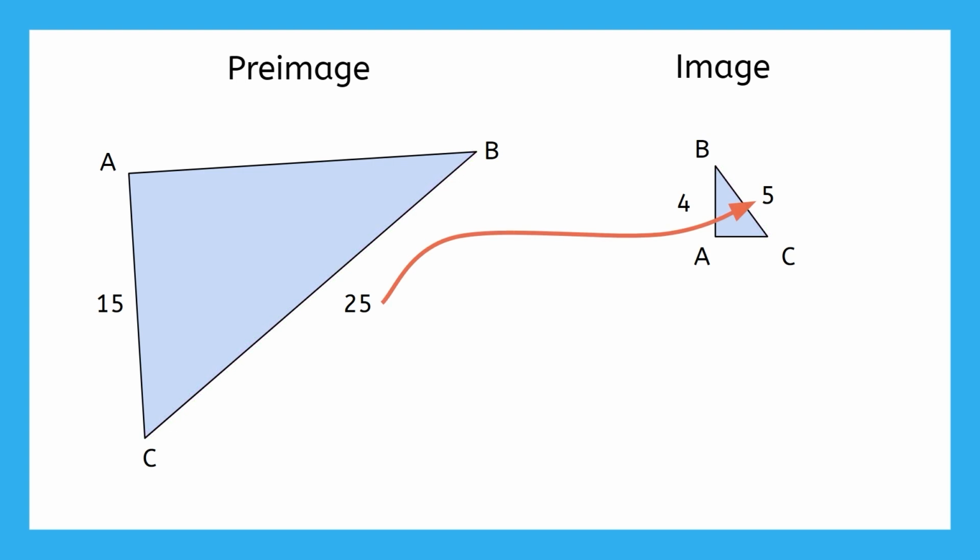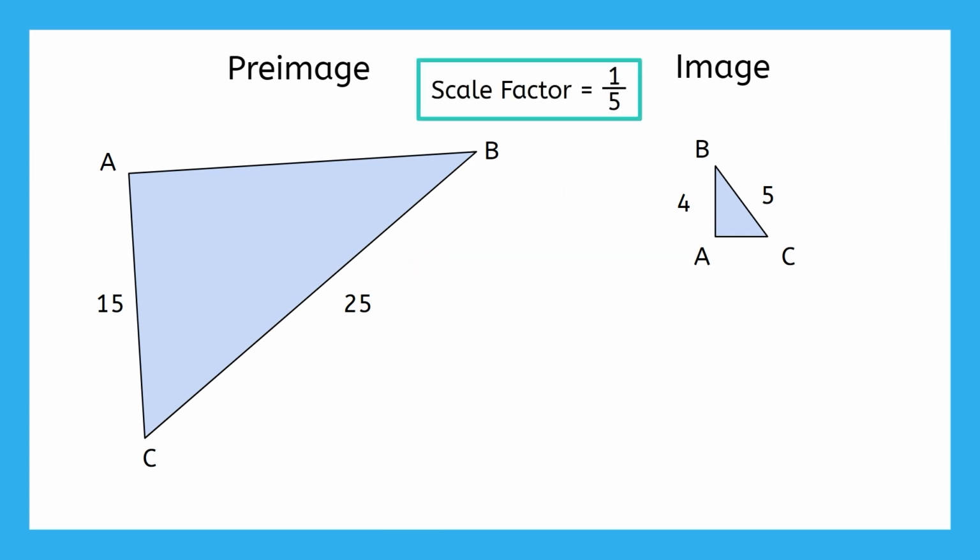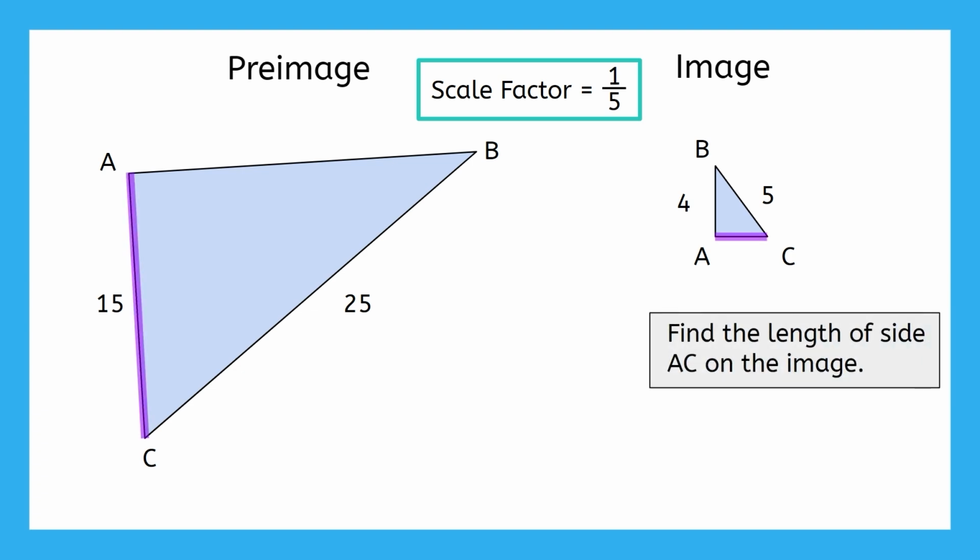The scale factor is 1/5 because 25 times 1/5 equals 5. Now that we know the scale factor, we can figure out the missing dimensions. Go ahead and use what you know about scale factor to find the length of side AC on the image. Pause the video and try this now.